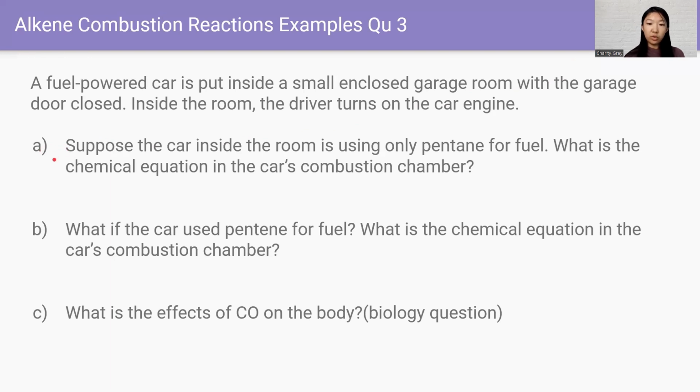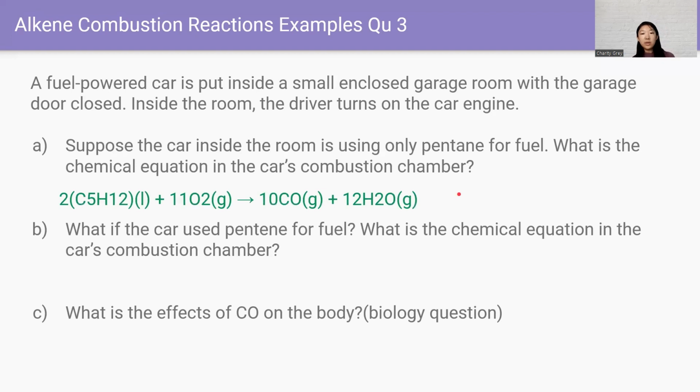Suppose the car inside the room is only using pentane for fuel. What is the chemical equation in the car combustion chamber? So what is the combustion chamber? The combustion chamber is basically the car engine. Inside the car engine, the car will produce a combustion reaction using the alkene or the alkane that is used for fuel.